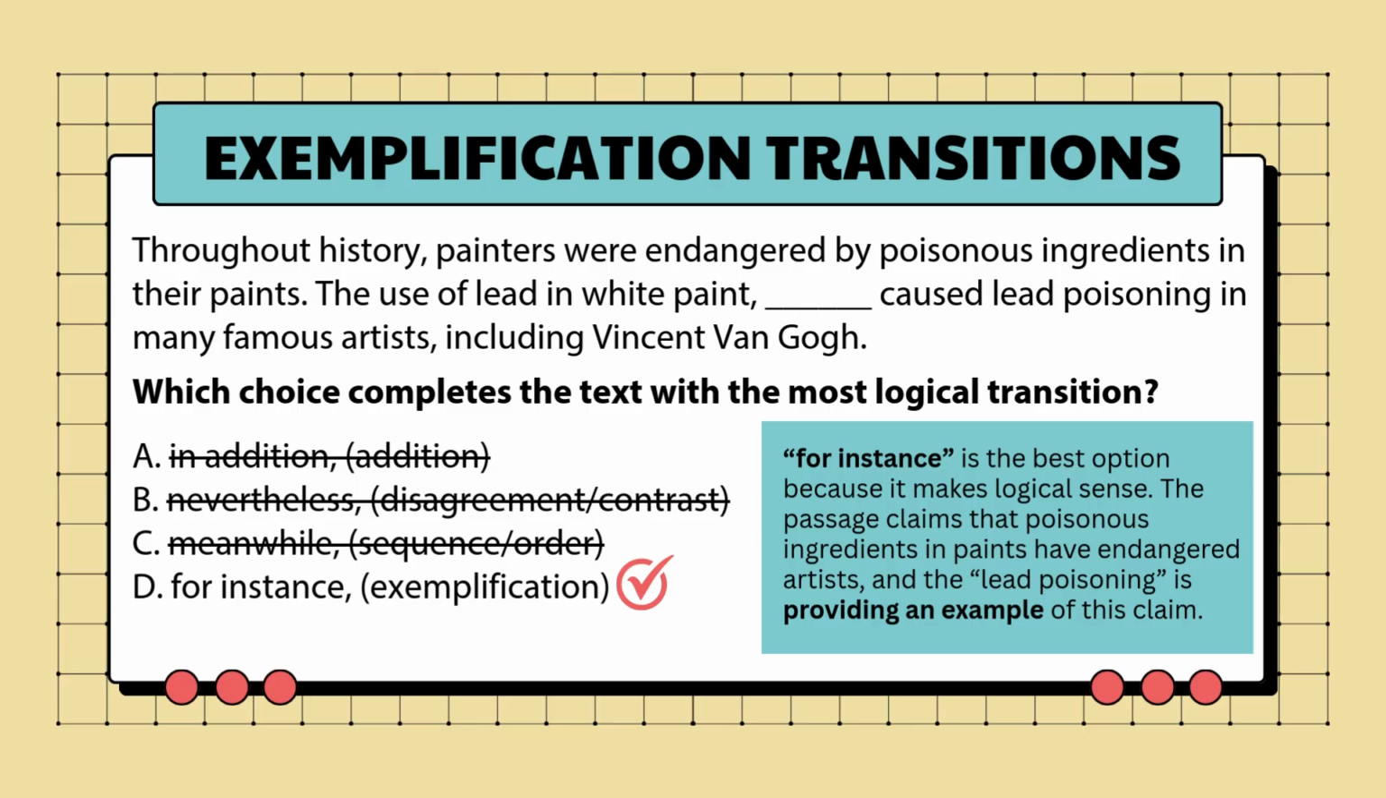We should choose D, for instance. For instance is the best option because it makes the most logical sense. The passage claims that poisonous ingredients in paints have endangered artists, and the lead poisoning is providing an example of this claim.